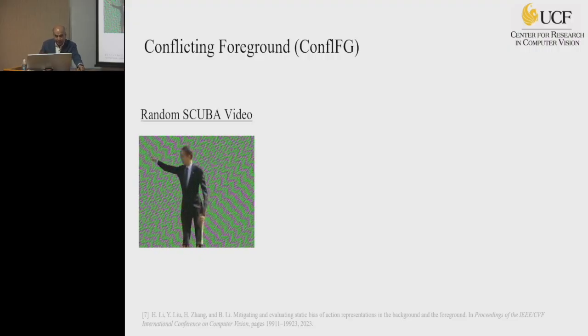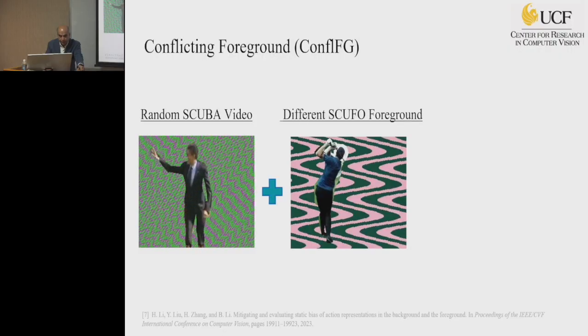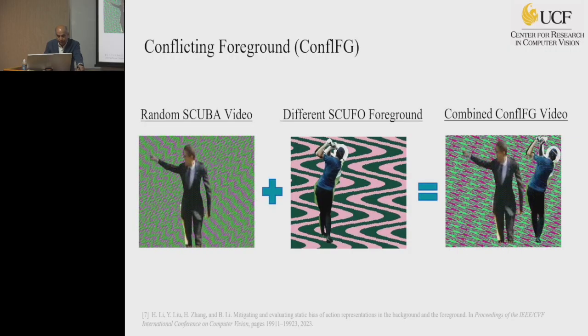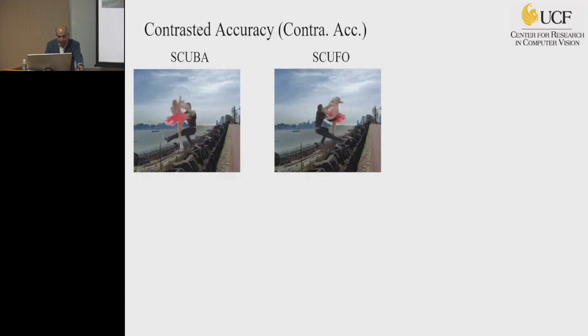Then the third one is called conflicting foreground. Suppose this is a random SCUBA video, what we did before. We'll take a different SCUBA foreground and put it here, and it will look like that. So it'll be a combined conflict video. And that's the way we are going to evaluate that.